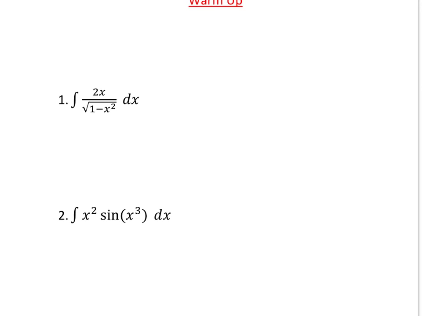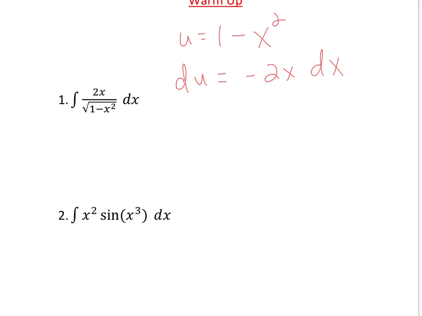What we are looking at here are two different integrals that we are going to find. Hopefully you recognize that these were going to be u substitutions. For number 1, our u is going to be 1 minus x squared. That makes the du equal to negative 2x dx.